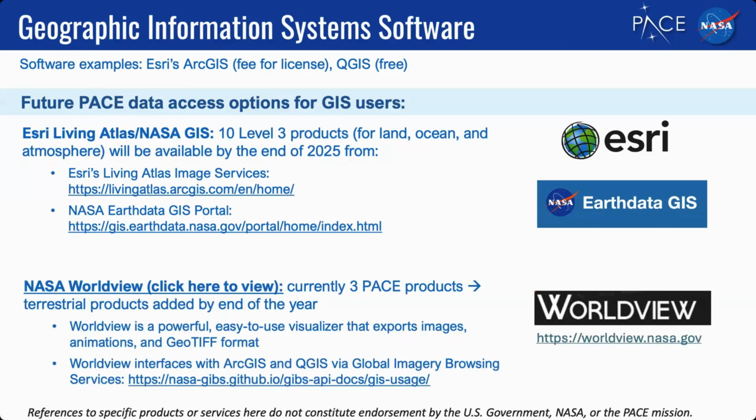PACE data is also available through NASA Worldview, which is primarily a visualizer, and we have 3 PACE products there at this time. By the end of the year, we anticipate having terrestrial products added. Right now, it's 3 water products, TrueColor. So again, by the end of the year, we'll have more there. And I mentioned Worldview because not only is it a powerful and easy to use visualizer that exports images, animations, and can also export in GeoTIFF format, it also interfaces with ArcGIS and QGIS using a global imagery browsing service. That would be a whole other presentation to go over, but you can check out that link there if you're curious about what that exactly means.